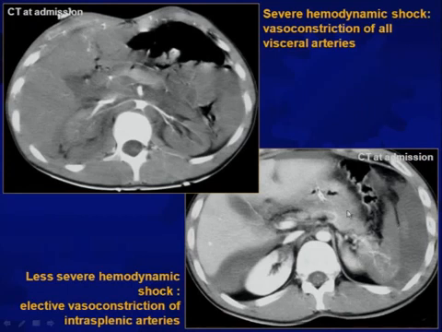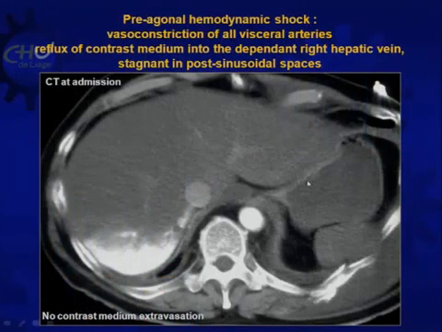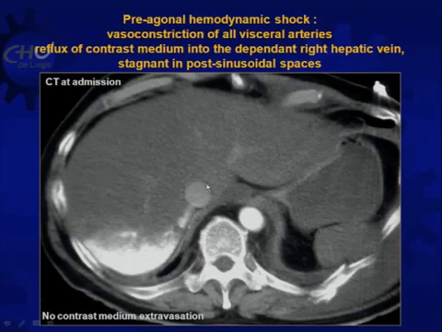This is a patient with a very severe shock which developed on the table. This is no rupture of the liver. This is reflux of the contrast medium in a patient in shock into the post-sinusoidal normal spaces in the liver in the dependent position. Extreme images of shock.